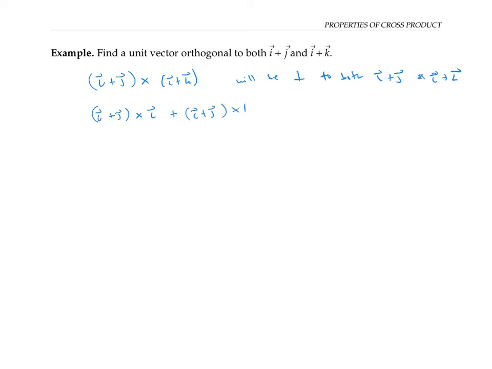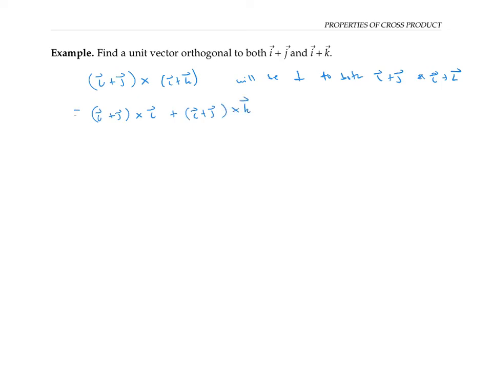Let's use these properties to find a unit vector orthogonal to both i plus j and i plus k. We know that if we take the vector i plus j and cross it with i plus k, that will be orthogonal or perpendicular to both i plus j and i plus k. We could work out this cross product in components, but if instead we use the distributive properties, this is the same thing as i plus j cross i, plus j cross k.